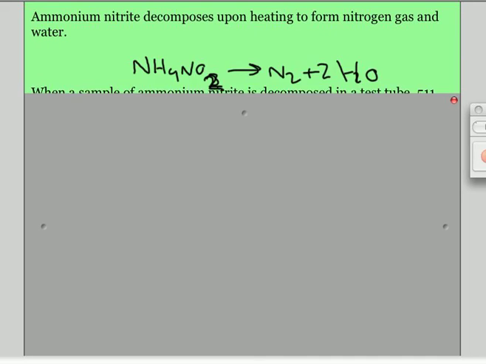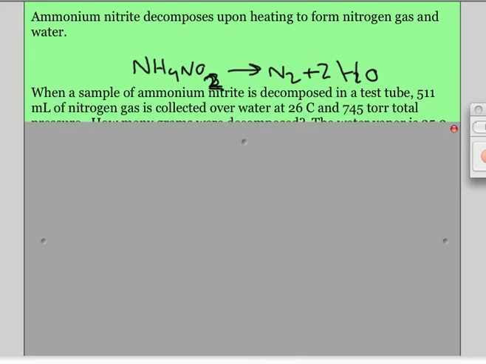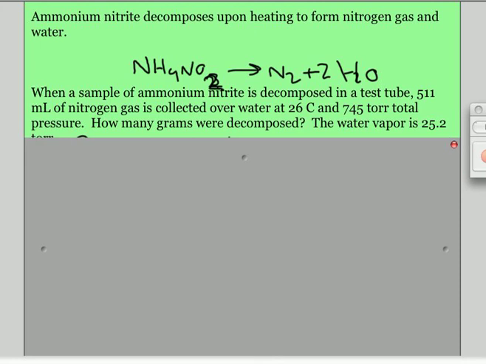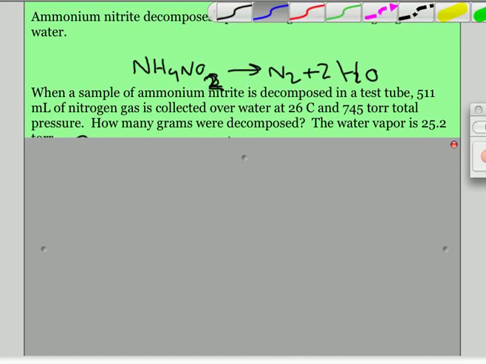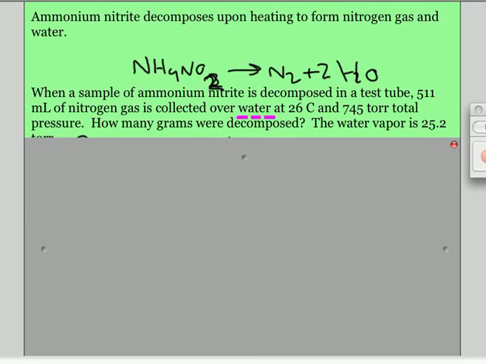All right, so last one. This one we actually have an equation. They tell us ammonium nitrite, which is NH4NO2, is going to decompose to form nitrogen gas and water. So we get N2 and we get two waters. They decompose it. We get 511 milliliters of nitrogen. They collect it over water. That's kind of your clue. Over water. At 26 degrees Celsius, 745 torr total, and they want to know how many grams were decomposed.